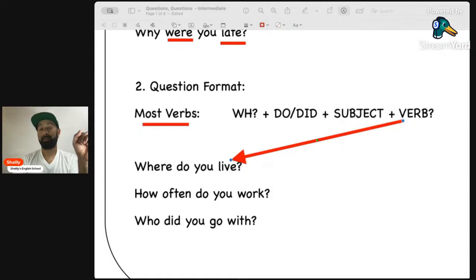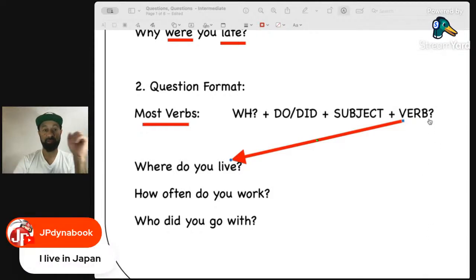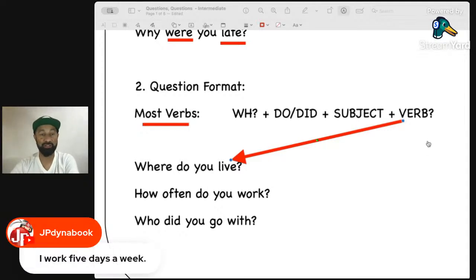Hello. Who do we have here? Japan Dynabook, hello, how are you today? You work 5 days a week. Okay, how often do you go to work? I work 5 days a week. Nice, so you're answering my questions. Great job.